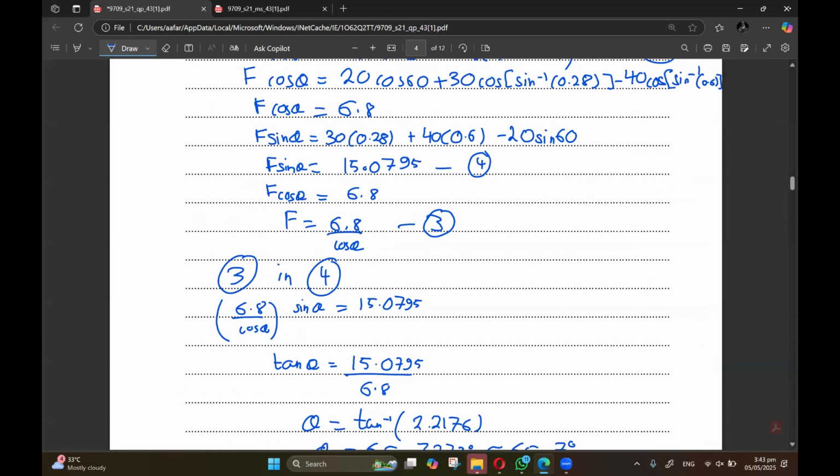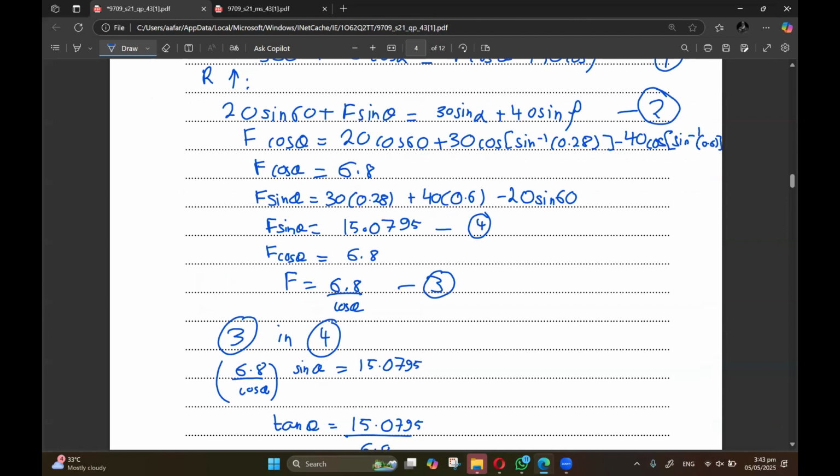And you know that f was 6.8 over cos theta. So f becomes 6.8 over cos 65.7273. So f we have is 16.5 newtons.